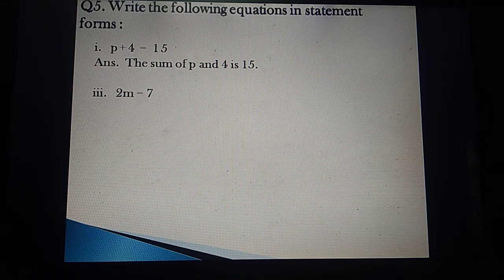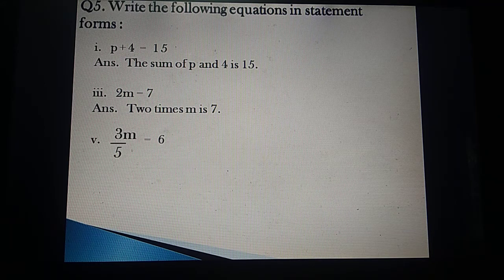Next is 2m equals 7. Again, what do you mean by 2m? 2m means twice of m. And the final answer is 7. So 2 times m is 7. Next is 3 by 5m equals 6. 3 by 5 means 3/5 of what? Of m is 6.